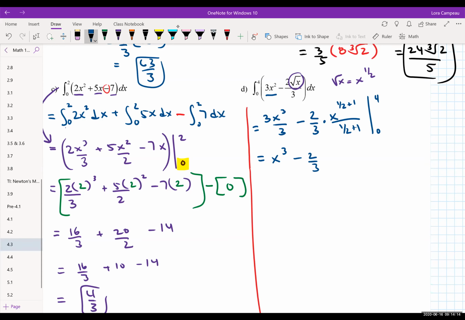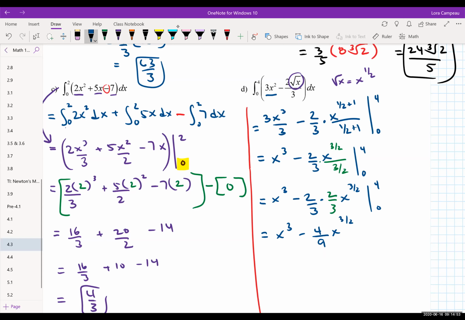What I might do is just clean up. The 1/2 plus 1 is 3/2. So if you're dividing by 3/2, we'll clean this up a little bit more. I tend to write out a few more steps because there's a lot of chances to make minor mistakes. If you're dividing by 3/2, you're actually multiplying by 2/3. So you should have x to the 3/2 all still evaluated from 0 to 4. Clean it up just a little bit more. X cubed minus 4 over, was it 4 over 9? X to the 3/2 from 0 to 4.